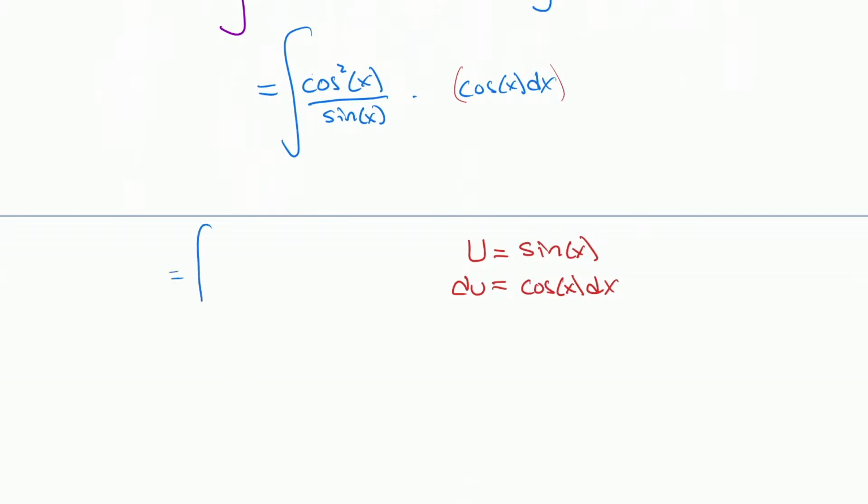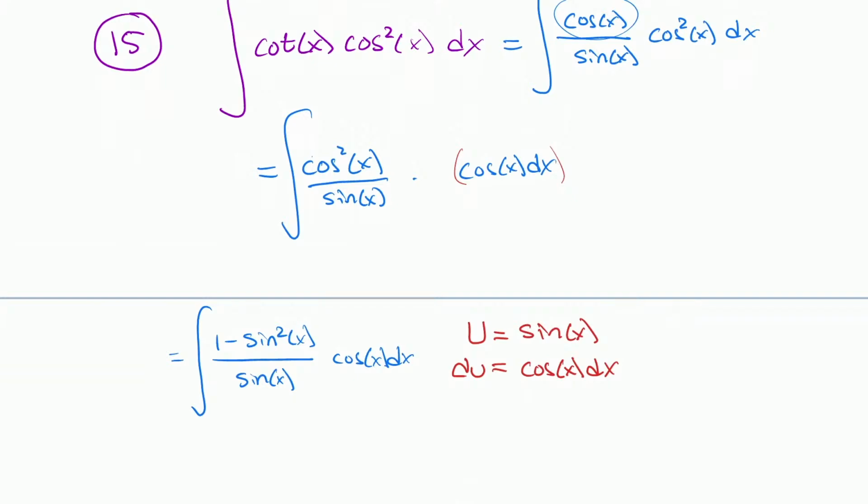So this is equal to 1 minus sine squared, because cosine squared is 1 minus sine squared, and then I've got just sine down there, and then here's the cosine of x dx. So let me just pause, because this is a little bit more involved than number 20, whatever it was, the one with tangent squared. Are there any questions?